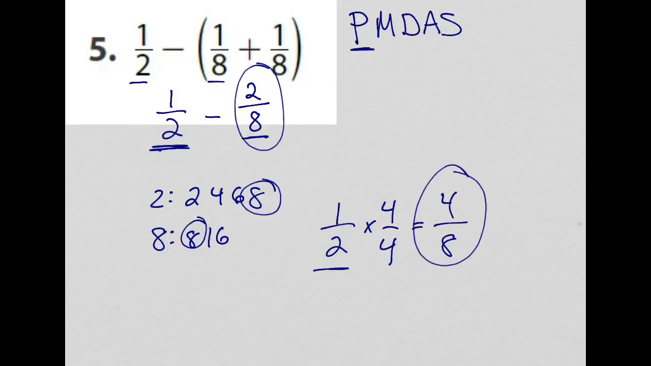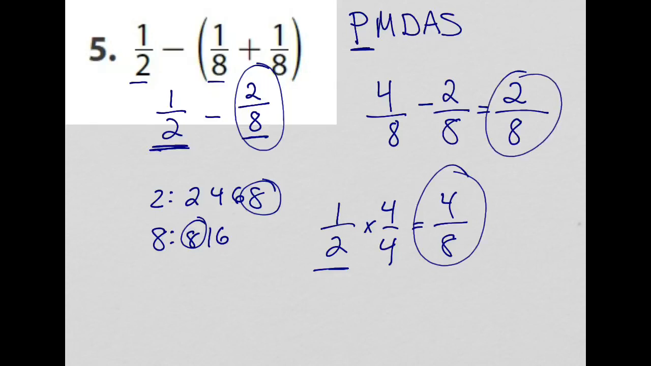So if I rewrite my equation, I have 4/8 minus 2/8 equals 4 minus 2 is 2, and 2 over 8 because I don't do anything different with the denominator that I have in common. And my final answer is 2/8.